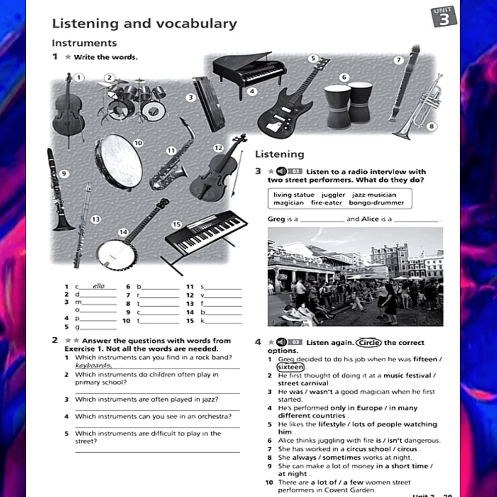Section 3, Listening. Go ahead and listen to the audio of a radio interview with two street performers. What do they do? Section 4. Go ahead and answer the questions by circling the correct options. Track 3. Listen and choose.